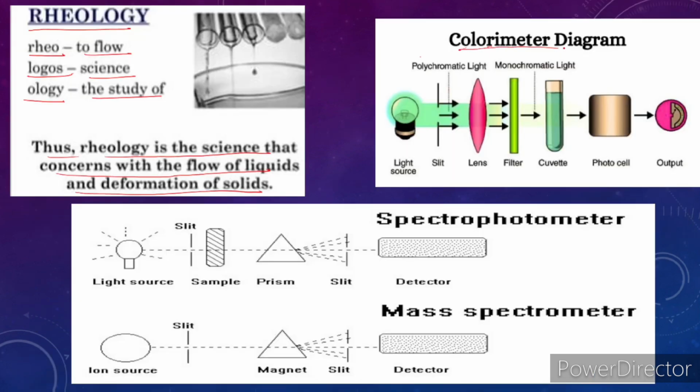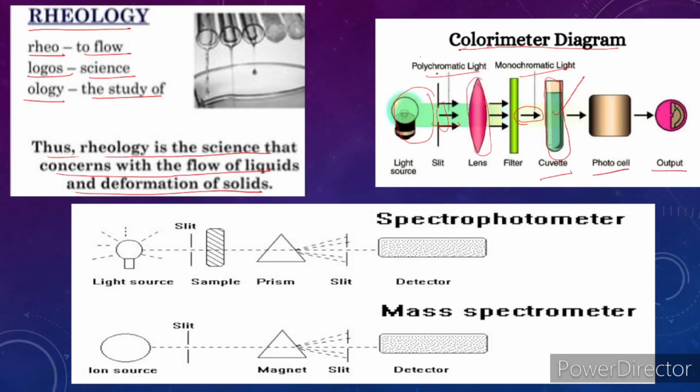This is the colorimetry diagram. The light source is passed through the slit. A slit is a small gap, and the polychromatic light is passed through the lens and it is filtered. After filtration it is converted into monochromatic light, and it is passed through the sample. This is the cuvette where the sample is present, then it is passed through the photocell and finally we get the output.